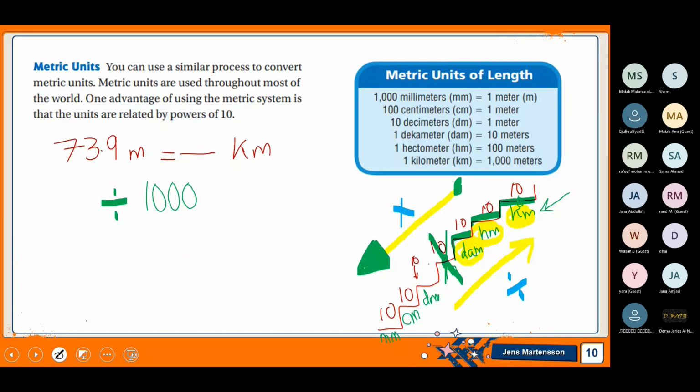When you want to multiply, go to the right. When you want to divide, go to the left. Remember any of these two letters: multiply to the right, divide to the left. Now, so I have to go to the left. How many digits, or how many spaces? 3. Bravo, because I have 3 zeros for the 1,000.